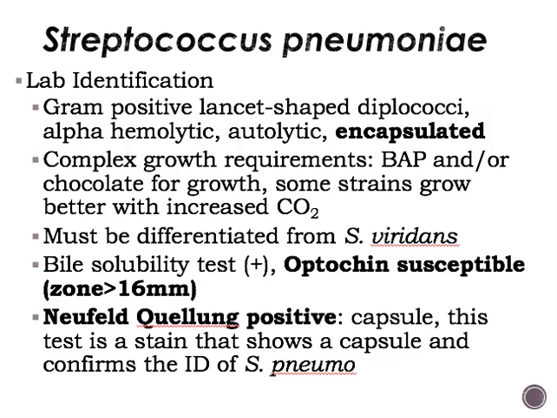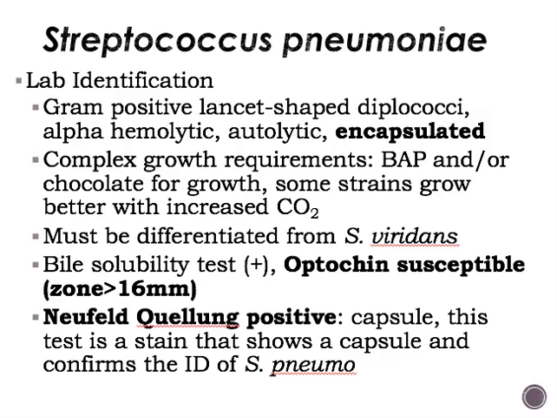They have complex growth requirements, so blood agar plates and/or chocolate for growth. They'll grow on both of those plates. Some strains grow better with increased CO2. You would have to differentiate from strep viridans, and that's mostly because strep pneumoniae, even though it can be an opportunistic pathogen, can cause more serious infections than strep viridans.